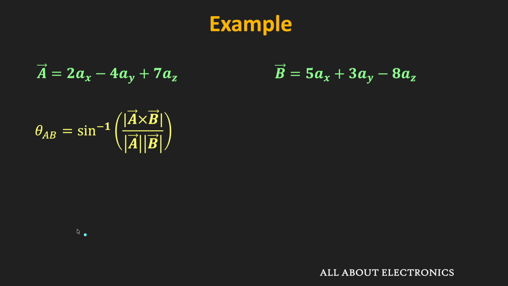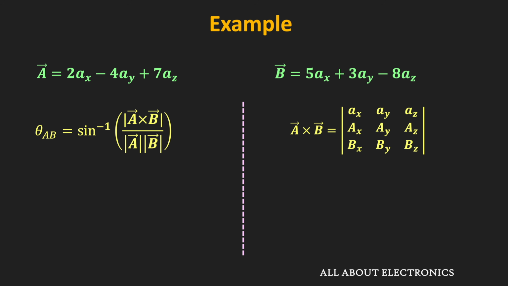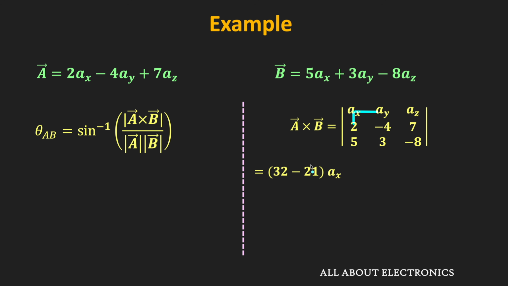As per this expression, first we need to find A cross B. So this A cross B can be found with the help of this determinant. For that, in this determinant, let us put the values of ax, ay, az as well as bx, by and bz. After putting the values, if we solve this determinant, then the first term will be equal to 32 minus 21 times ax. Likewise, the second term will be equal to minus 16 minus 35. And during the second term, we will also have this negative sign.